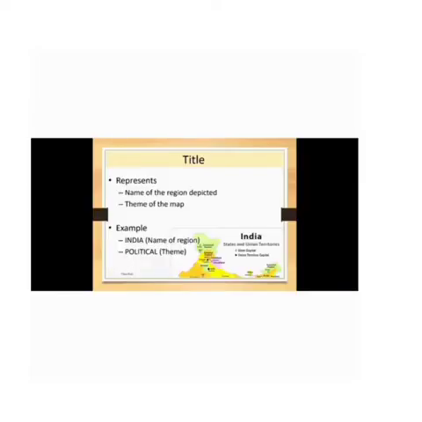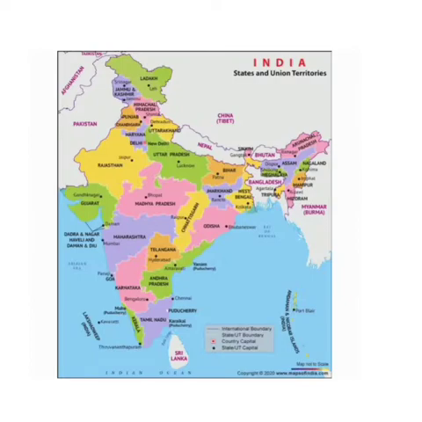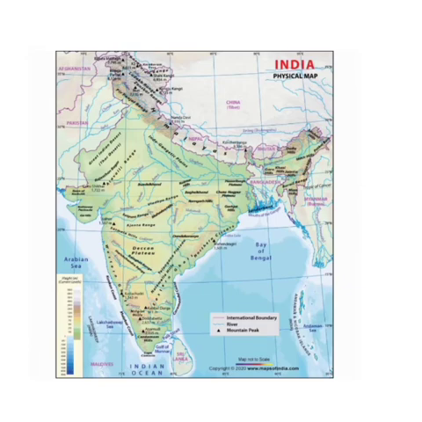The first feature is the title. Title is the most important element. It represents the name of the region and the theme of a map. See, in this map, this is India's map. This is the name of the region, and it is a political map because it shows the political borders. Like that, we have other themes, physical maps and thematic maps. So worldwide, we can find different titles for different maps.